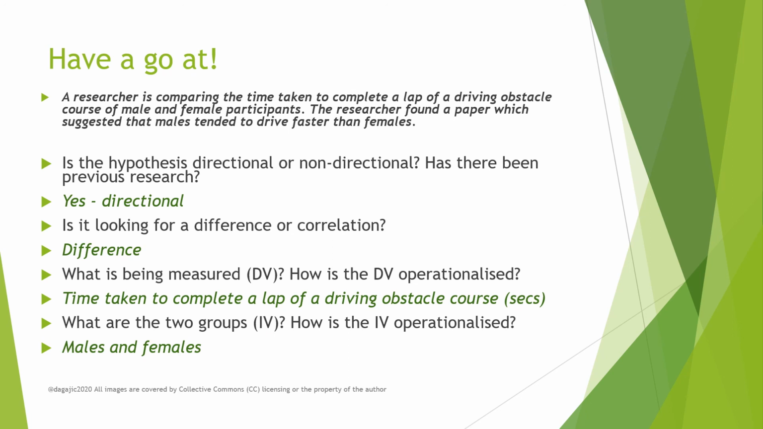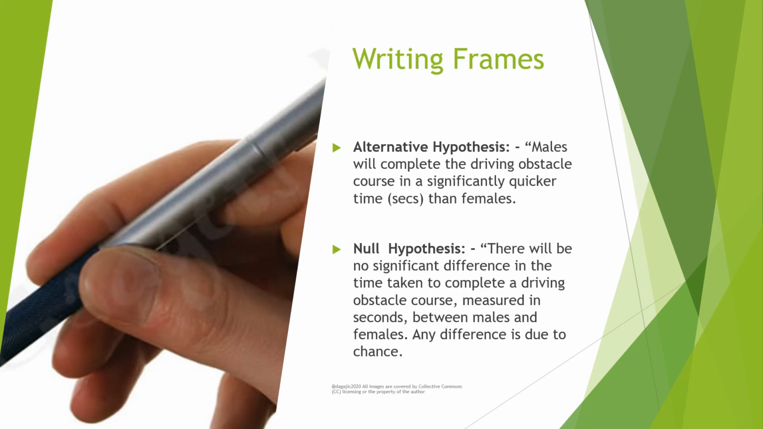So now we've got that information, we can write our hypothesis. So our alternative hypothesis, males will complete the driving obstacle course in a significantly quicker time, in seconds, than females. Nice and simple. Our null hypothesis, there will be no significant difference in the time taken to complete a driving obstacle course measured in seconds between males and females. Any difference is due to chance.